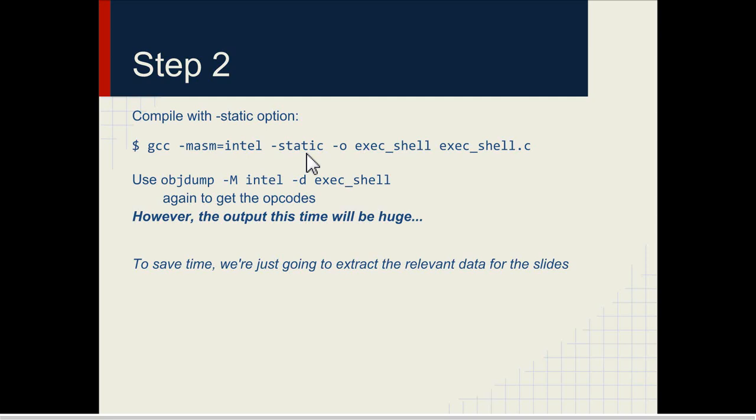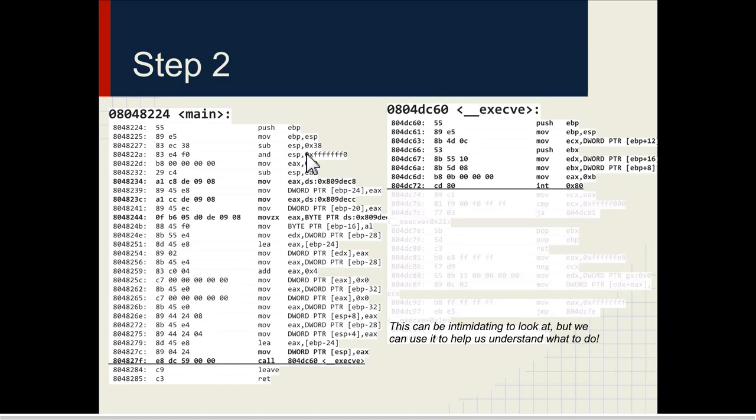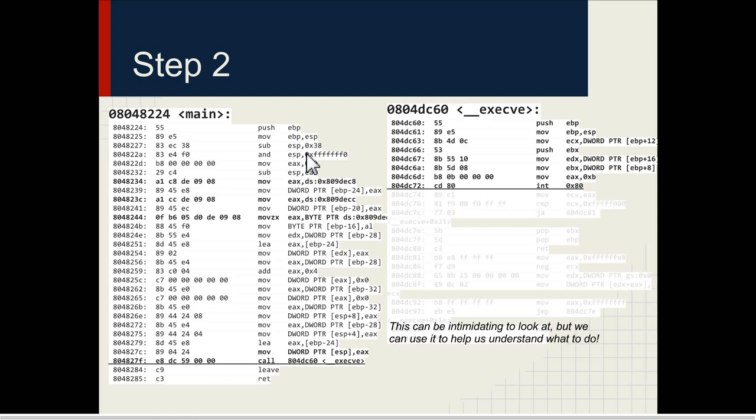So what I've done is I've just cut out the main and the execve instructions to save time. So this is them. On the bottom right, I have some stuff that's kind of grayed out. Maybe I should have made it darker, but it's not relevant stuff. Basically, this is main on the left. And here we have a call to execve. And then execve is here on the right. And the line that's highlighted is the int 0x80 instruction. And this can be really intimidating to look at, because there's a lot going on, and it's really hard to understand.